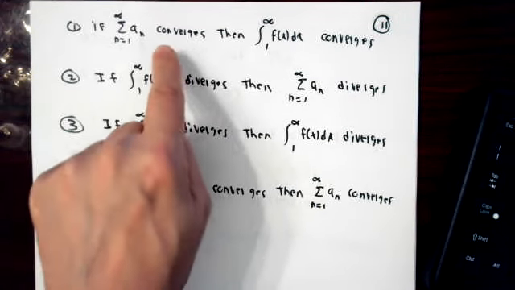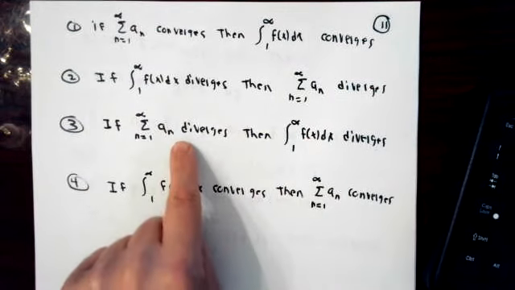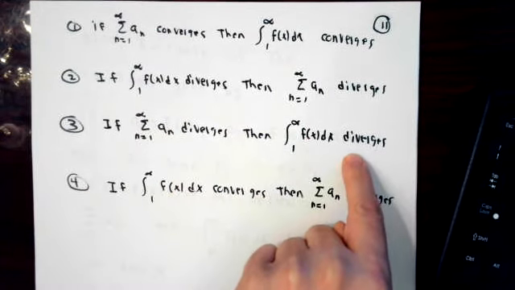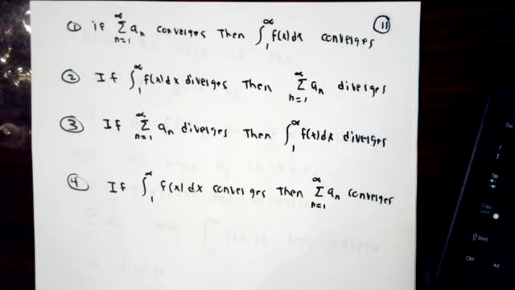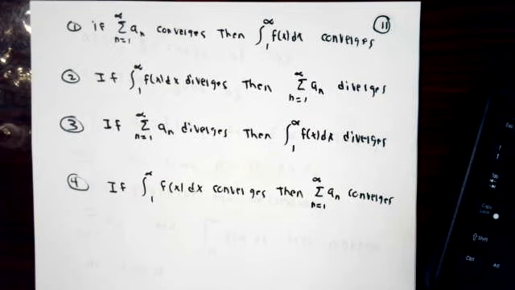Suppose that the infinite series converges, then so does the integral. Suppose the infinite series diverges, so does the integral. Suppose that the integral converges, so does the infinite series. Suppose that the integral diverges, then so does the infinite series. In terms of convergence or divergence, the infinite series and the improper integral act the same. So if I know about one of them, I automatically know about the other one.